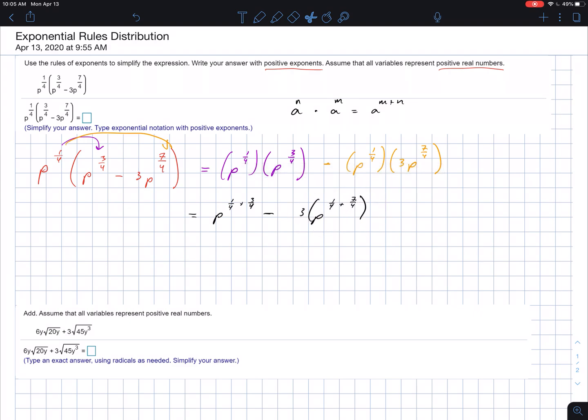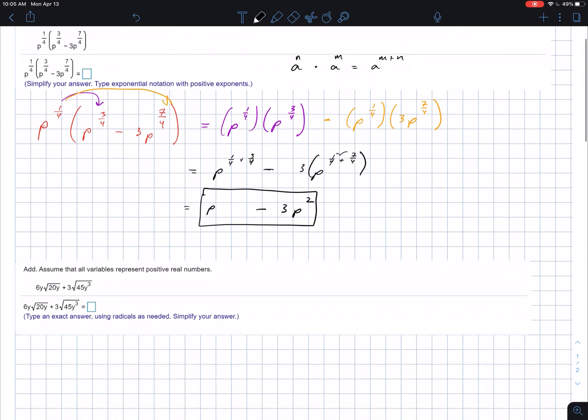Okay. So now all we have to do is combine them. So this is P to the 4/4, or P to the 1, minus 3P to the 8/4, right? 7 plus 1 is 8. 8/4 is 2. So that would be our answer. We cannot combine a degree 1 and a degree 2.